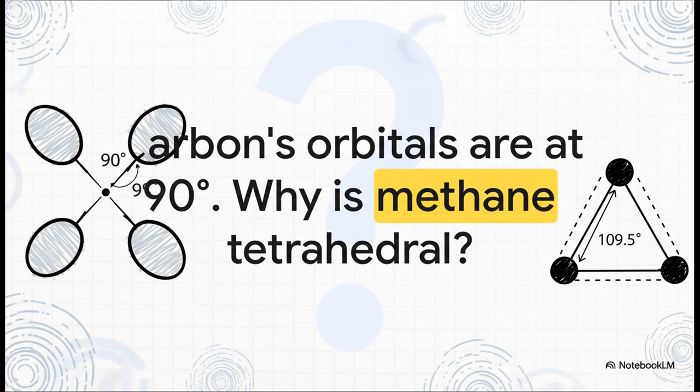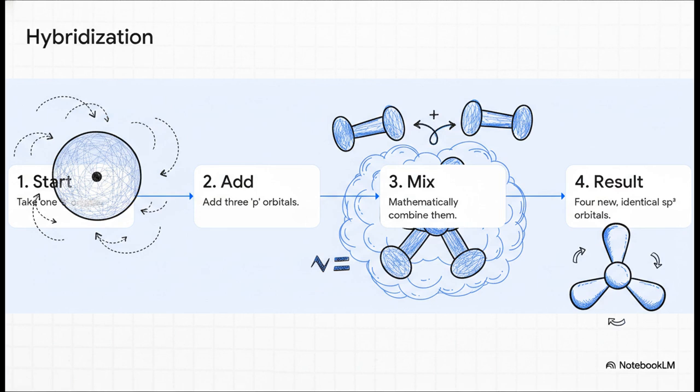So why? The answer is this absolutely brilliant concept called hybridization. It turns out, to get the most stable arrangement and make the strongest bonds possible, atoms will often average out their orbitals. It's like they're mixing ingredients. For methane, the carbon atom takes its 1 s orbital and its 3 p orbitals, throws them into a mathematical blender, and out pop 4 brand new identical hybrid orbitals called sp3 orbitals.